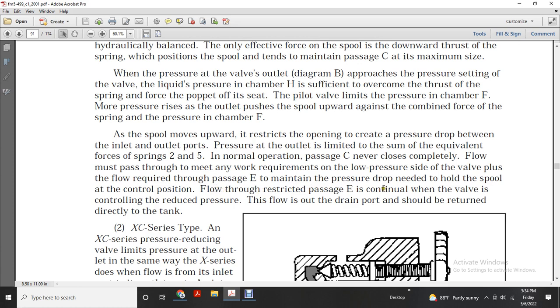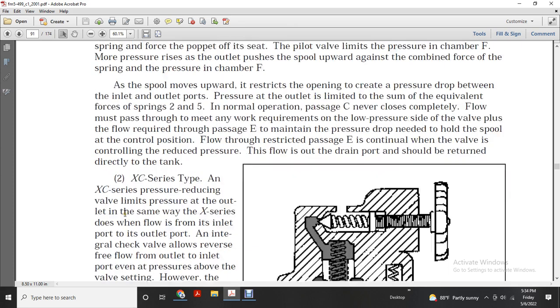Flow through the restricted passage E is continual when the valve is controlling reduced pressure. If the flow is out, the drain port should be returned directly to the tank.